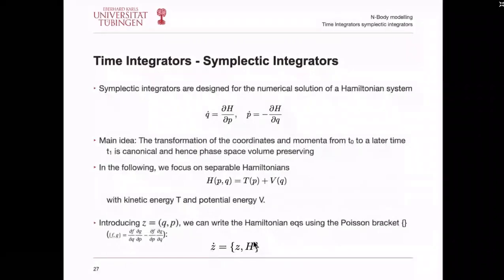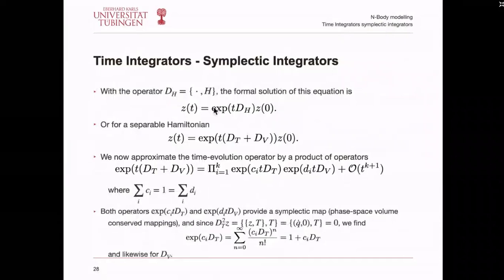The set dot is given by the set's Poisson bracket with H, and then we integrate and get the time evolution, or the solution at any time later on, given by the initial condition and a subsequent operator acting on this initial condition. Okay, basic idea, that's the formal solution.